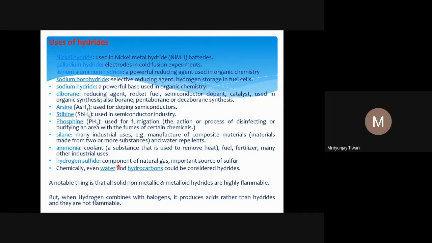Hydrogen sulfide, we know, is H2S gas. It's a component of natural gas. It is an important source of sulfur as well. In the natural gas that we obtain, hydrogen sulfide is there. One can extract sulfur from H2S gas, hydrogen sulfide gas.